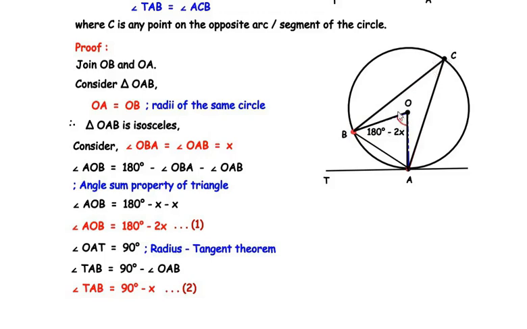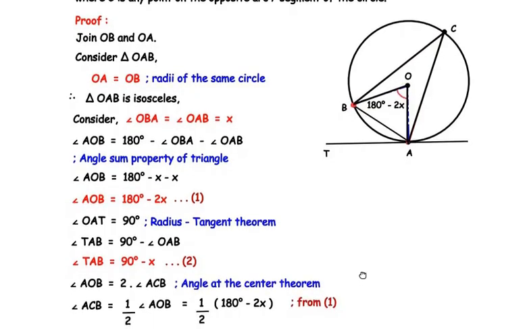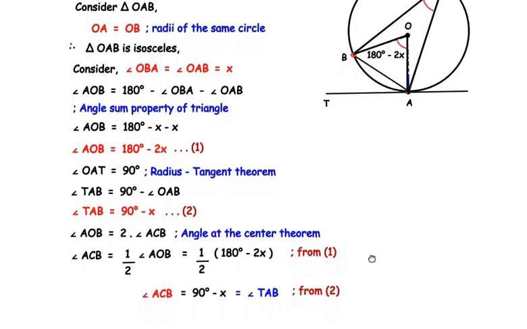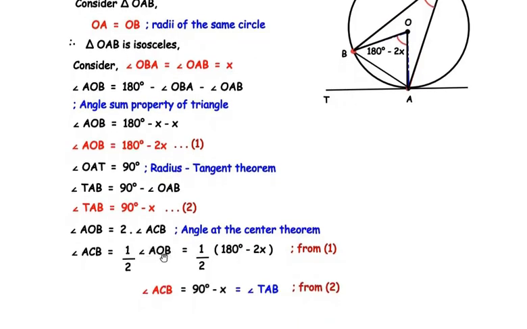So whatever angle we have at point O, that is at the center of the circle, will be twice the angle made at the circumference of the circle. So here we have written angle AOB is equal to 2 times angle ACB, that is the angle at the center theorem. Now since we are trying to find the angle at the circumference, let us take this 2 to the other side of the equal sign.